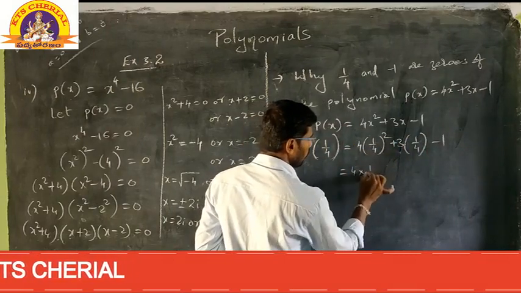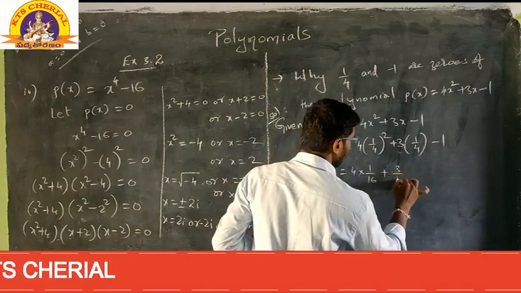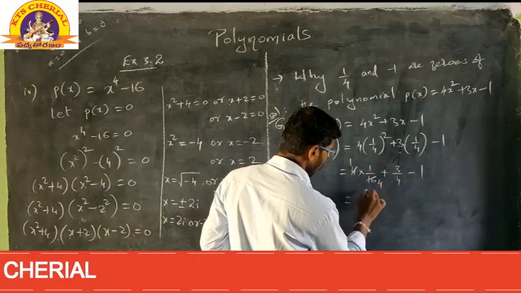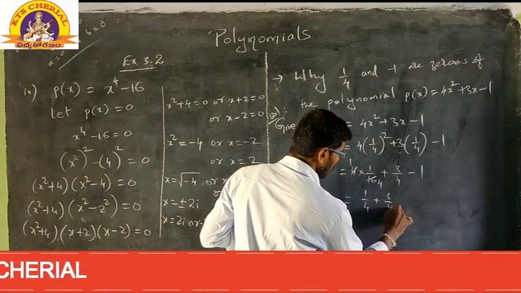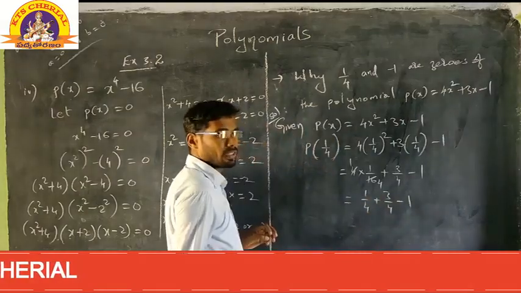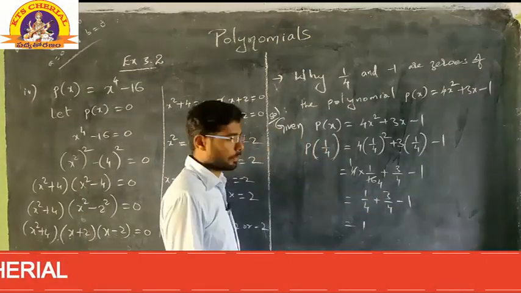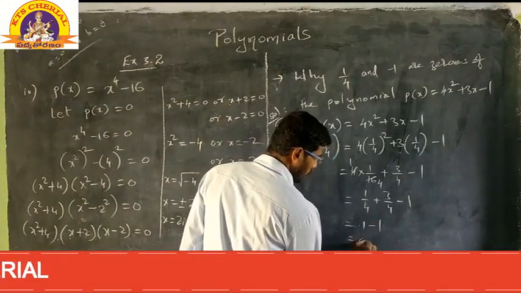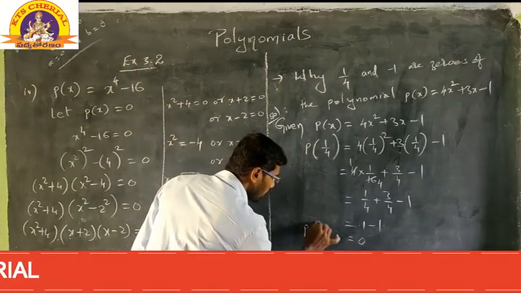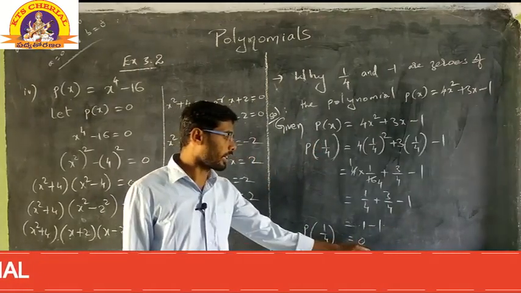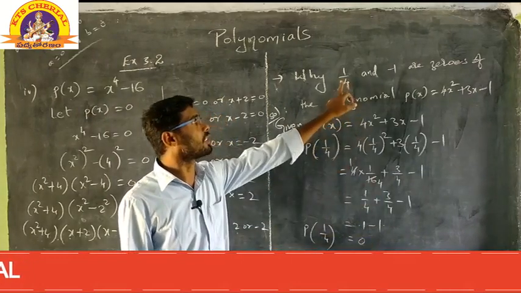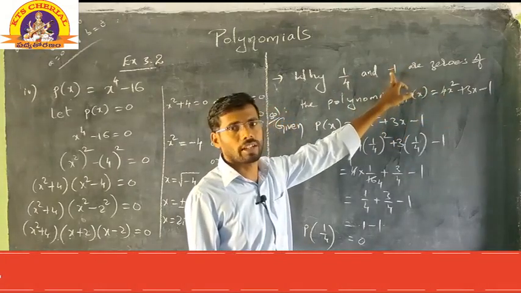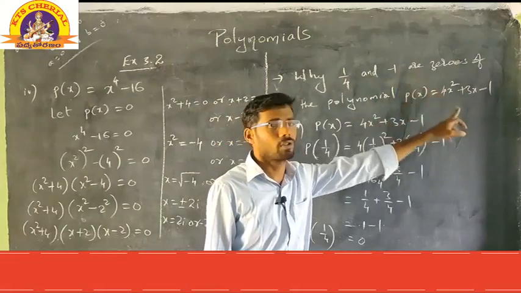4 into 1 by 4 whole square, you will get 1 by 16 plus 3 by 4 minus 1. 4 ones are 4, 4 fours are 16. So how much will you get now? 1 by 4 plus 3 by 4 minus 1. 1 by 4 plus 3 by 4, you will get its value as 1. 1 minus 1, its value is 0. If you substitute x equals to 1 by 4, how much are you getting? Its value is 0. So what do you call this 1 by 4? You call it a zero of the polynomial. In the same way, you substitute x equals to minus 1 and try it yourself.